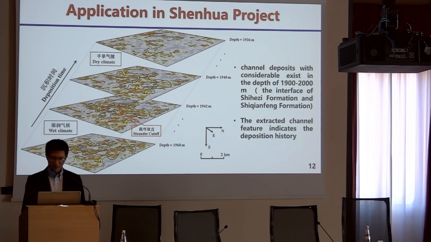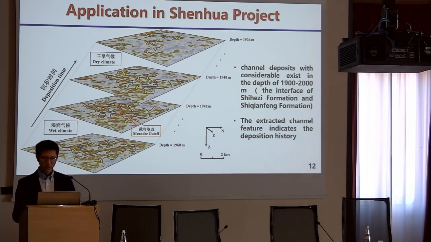From the final images, we can map the channel deposits at the depth of 1900 to 2000 meters, which is the interface of Shihezi and Shiqianfeng formations. And the extracted channel features also indicate the ancient fluvial systems, which are taken as ideal for CO2 storage due to their porosity and permeability.